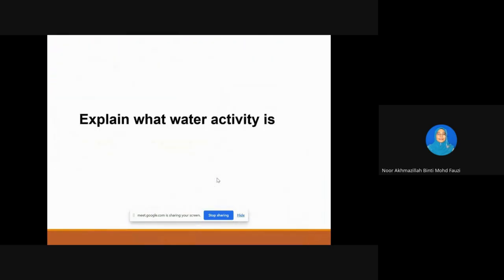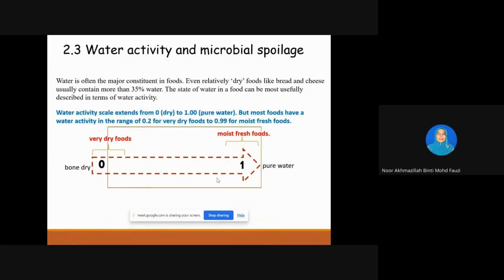Let me show you the slides for chapter 2.3, which is on water activity and also microbial spoilage. As you remember, last class we mentioned what water activity is, what water content is, and the relation between water activity and water content. We also learned about free water and bound water, and the relation between water activity and free water. I hope every one of you already understands the difference between water content and water activity.